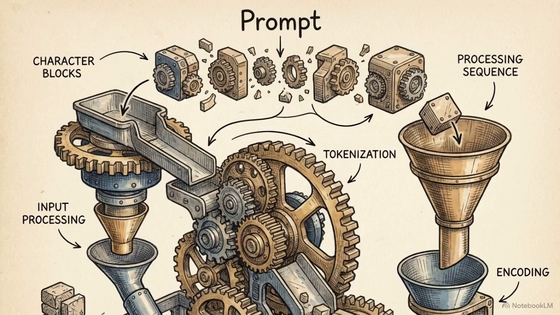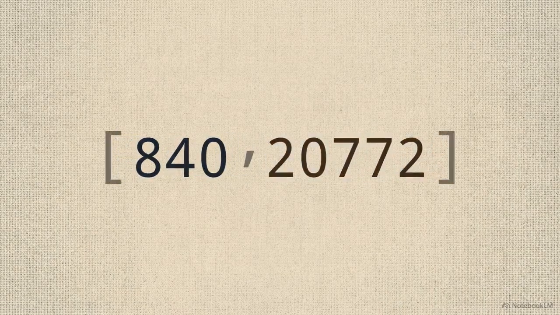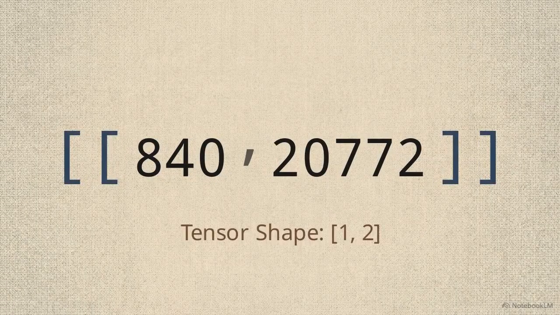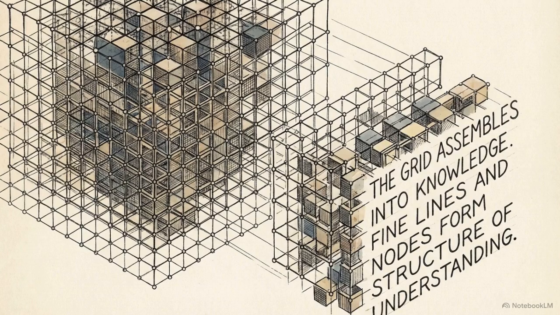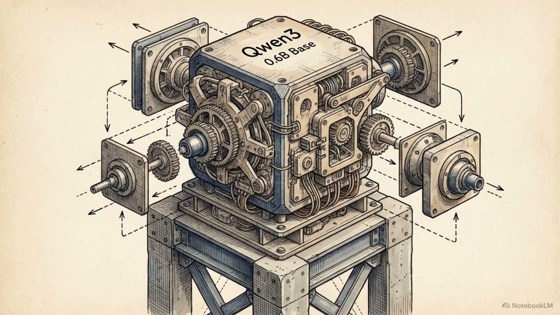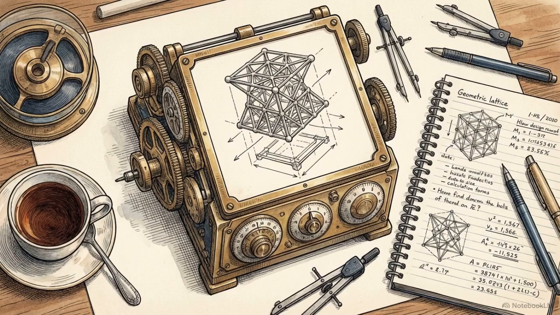Today, we are going to mechanically trace the exact life cycle of a single text prompt. We will watch it convert from a simple string of English characters into a multidimensional array, or tensor, travel through a neural network, and emerge back out as generated text. Our test subject for this trace is Qwen3, specifically the 0.6 billion parameter base model. It is a highly capable open-weight language model that we can run locally on standard consumer hardware.